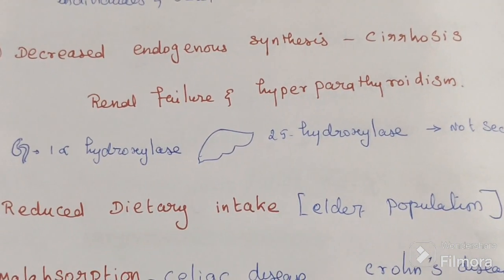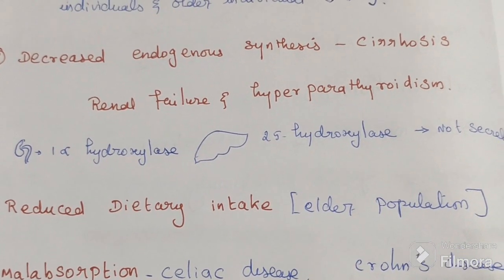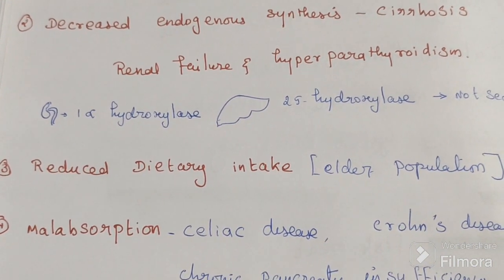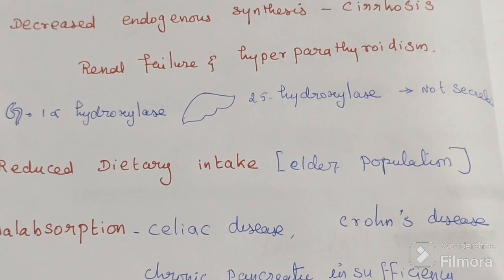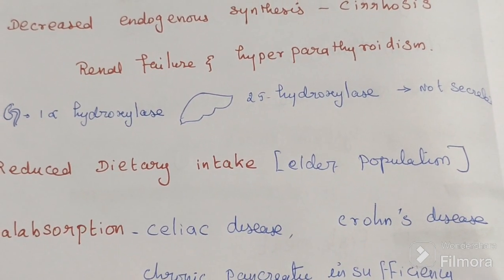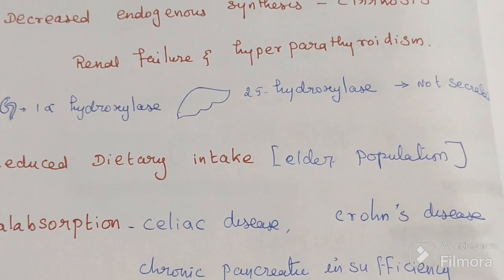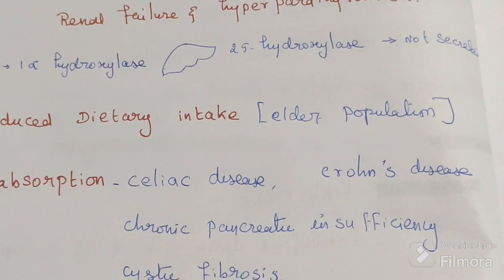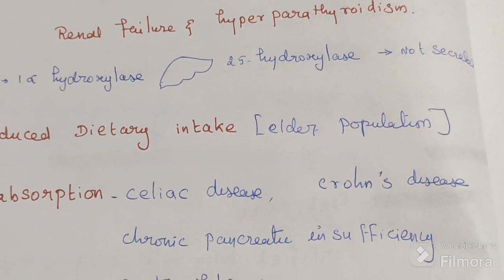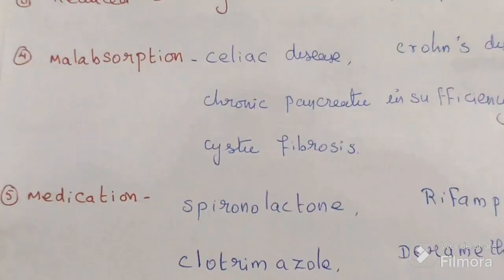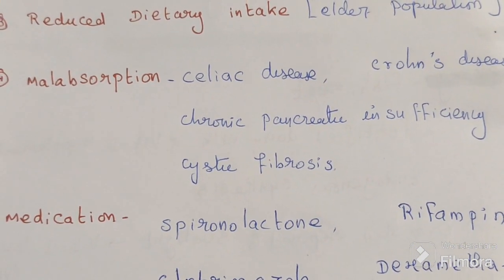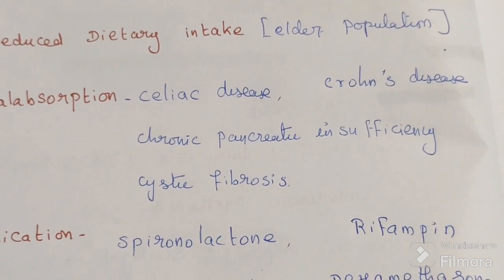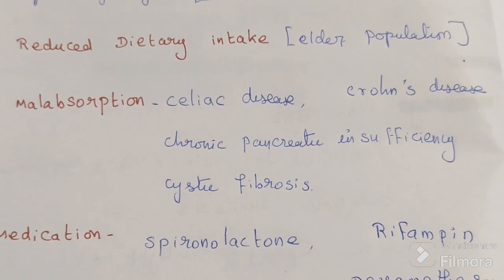After that, the third condition is reduced dietary intake, mostly in the elderly population. Then malabsorption. Malabsorption is caused by celiac disease. Celiac disease is about gluten rich food, that means wheat and barley, which is not absorbed because of malabsorption. Then Crohn's disease, then chronic pancreatic insufficiency, cystic fibrosis. These are the conditions where malabsorption will happen.